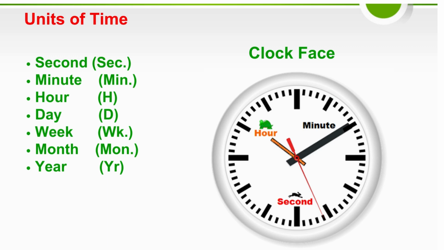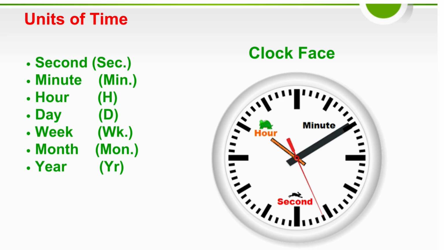Starting from 12, we have 12, 1, 2, 3, 4, 5, 6, 7, 8, 9, 10, 11, back to 12. That is reading in hours. And we also have minutes in between, 1 minute, 2 minutes, 3 minutes, 4 minutes, makes 5 minutes. That's how it moves clockwise.